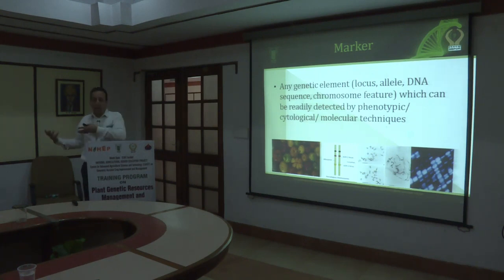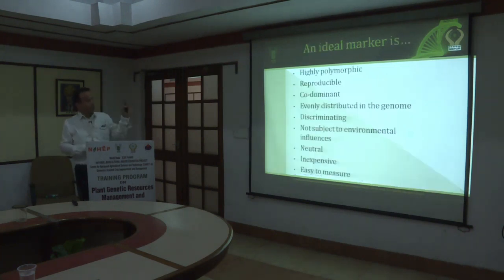If you can't track that marker through genealogy, then that means it's not heritable and it's not acting as a marker. So an ideal marker, whatever marker for identification we are using, should be highly polymorphic, reproducible. Once I repeat those experiments, that marker should give the same results. Codominant, preferably. Evenly distributed in the genome. It should be discriminating. It should not be subjected to environmental influences.